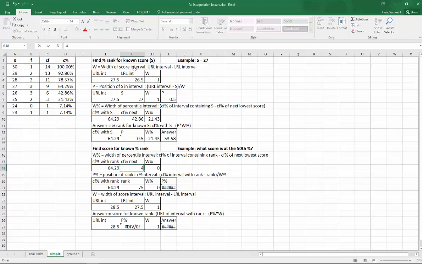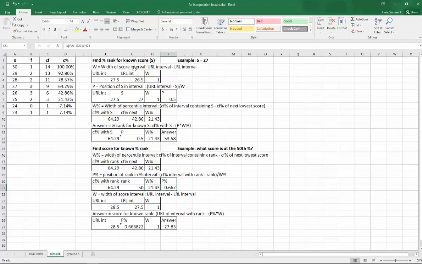The next lowest is 42.86. Still have my subtraction in there. The one it's auto-populated for me to 64.29. The rank we're now looking for is 50th. The W auto-populated from what we calculated before.